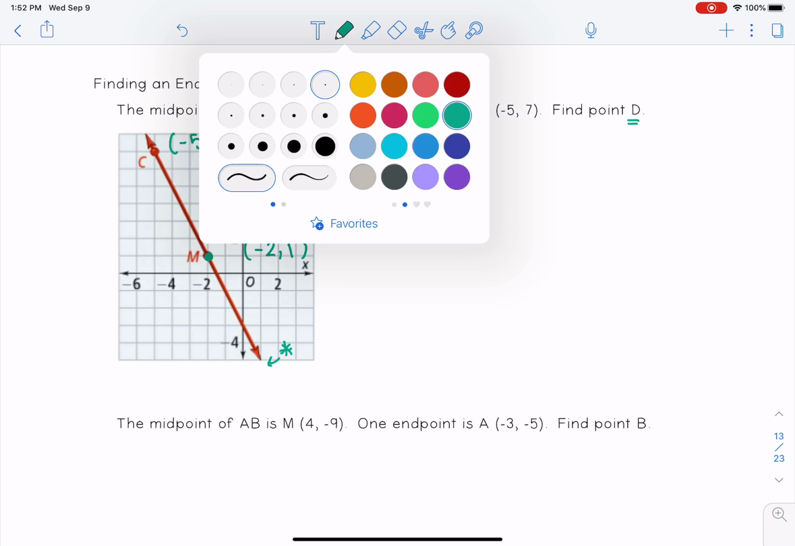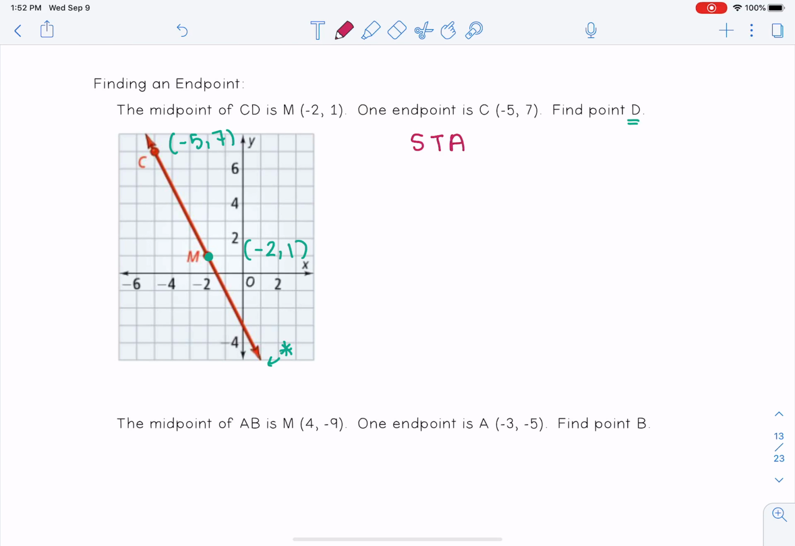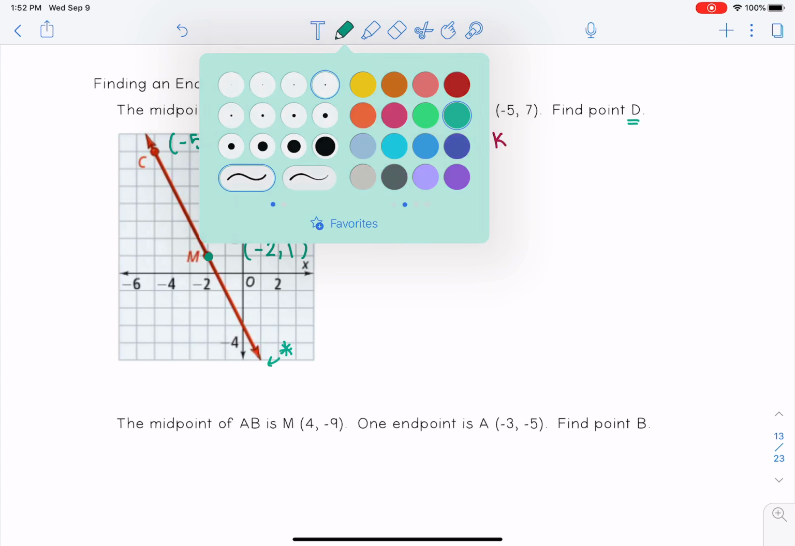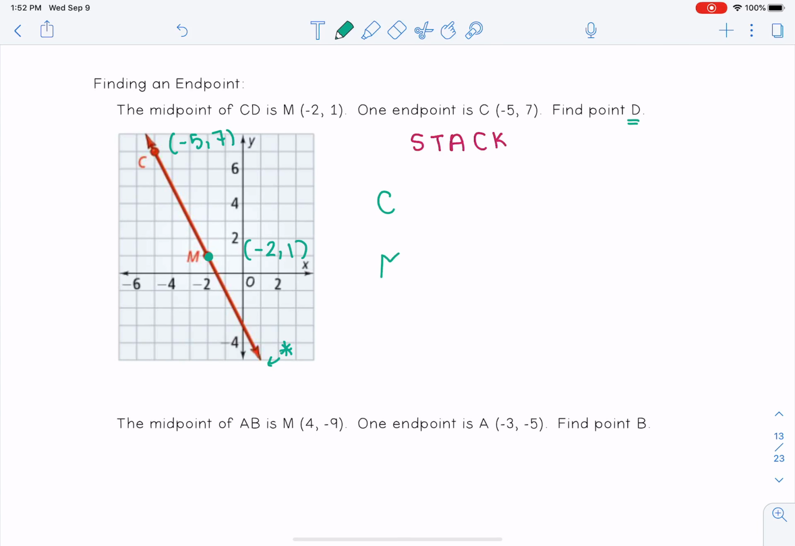What you're going to do is stack your points. What I mean by that is write them in order. So we're going to write C, and then it goes through M, and then the line goes to D. C is negative 5, 7, and M is negative 2, 1, and I want to know what D is. The way I'm going to figure it out is how did I get from here to here. To get from negative 5 to negative 2, I add 3. So to get from the midpoint to the next point, I'm also going to add 3. Negative 2 plus 3 gives me 1.